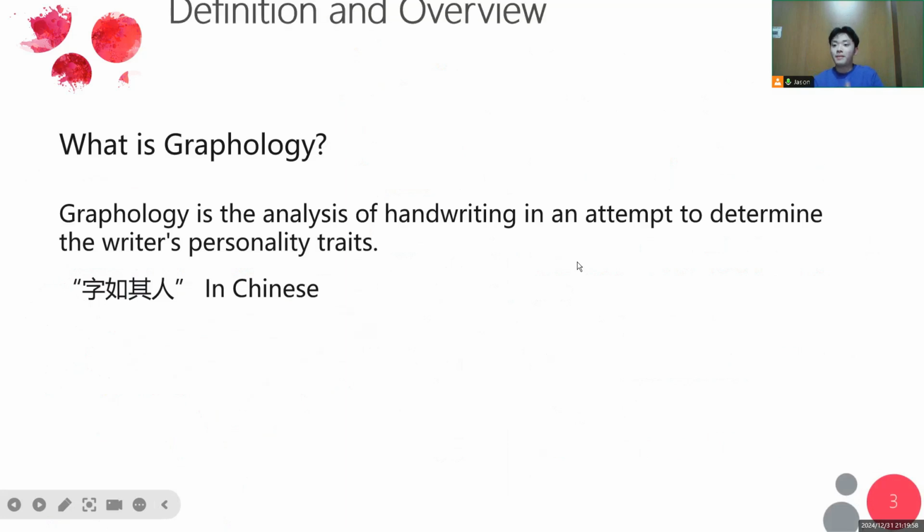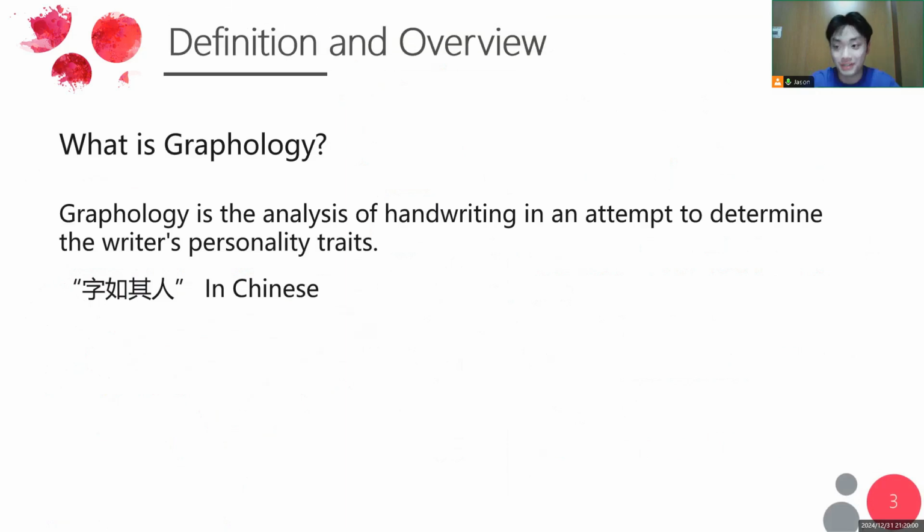So we might ask, what is graphology? And I generalize it into one sentence. Graphology is the analysis of handwriting in an attempt to determine the writer's personality traits. In Chinese, we say 字如其人. That means if you write ugly, then you might look ugly.